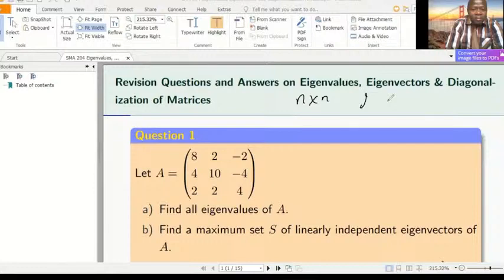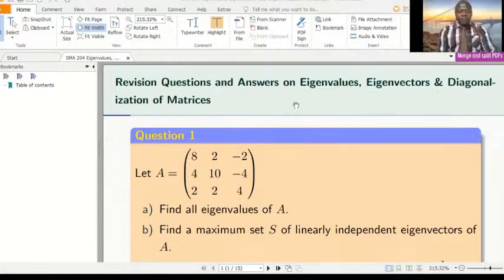Those are some of the things we'll be looking at, but first, let's look at the first question. This is matrix A. Find all eigenvalues of A. Then find the maximum set of linearly independent eigenvectors of A. Then is A diagonalizable? D is P inverse times A times P. Now let's first of all do part A.